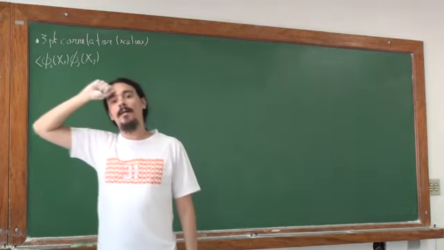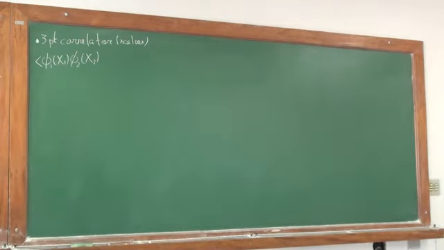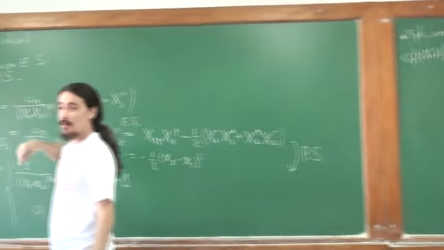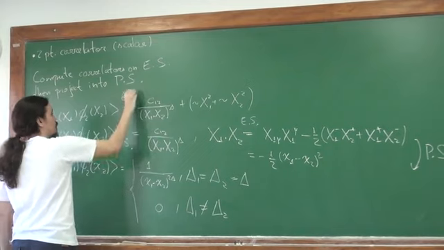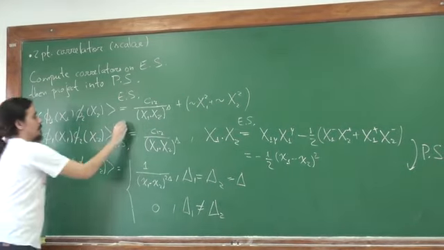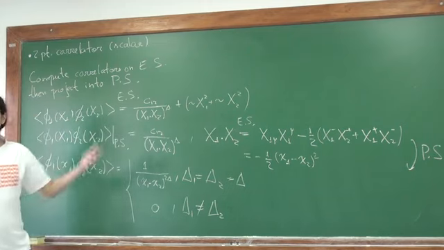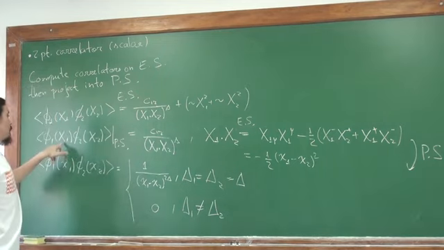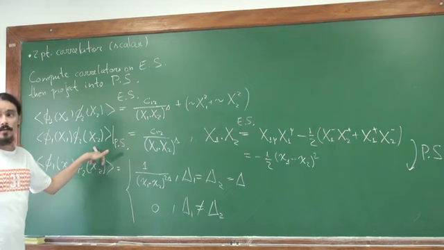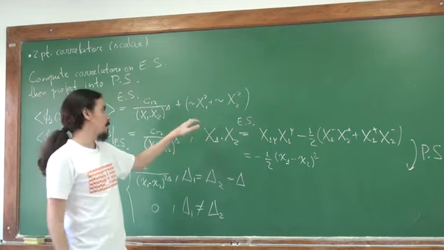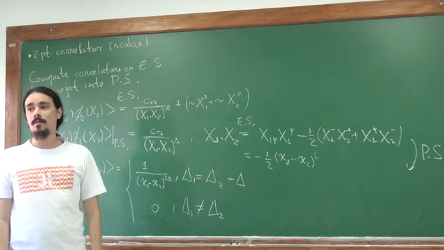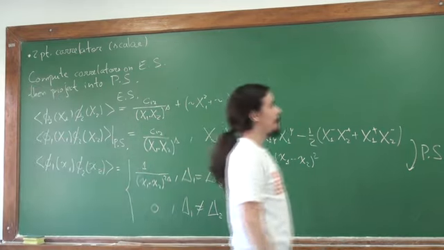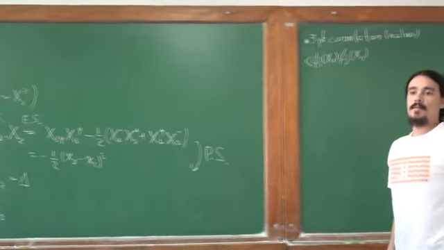Sorry, but why did the last term in the first one vanish? These two guys? Yes. Okay, this is on embedded space. So this is on the Poincaré section. The Poincaré section lies on the light cone, so these points x1 and x2 lie on it, so the capital X1 squared and X2 squared must vanish. Any more questions? No?